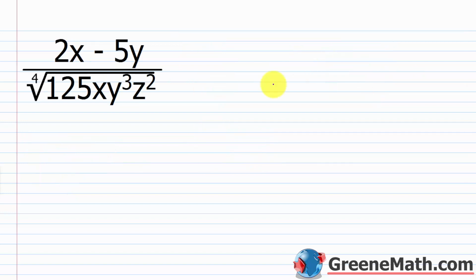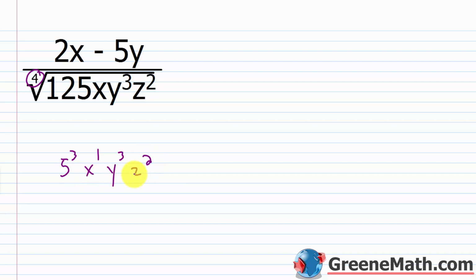All right, let's take a look at another one. So we have 2x minus 5y over the fourth root of 125xy cubed z squared. Again, if I have a fourth root here, I'm looking to make this into a perfect fourth down here. So for 125, I know that's 5 cubed. For x, I know that's x to the first power. We have y cubed, and we have z squared.